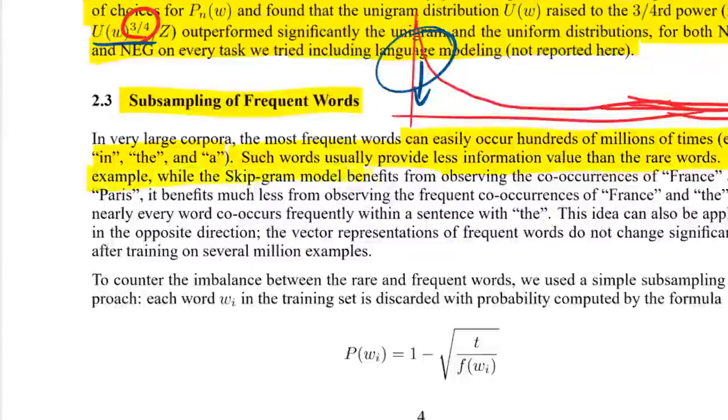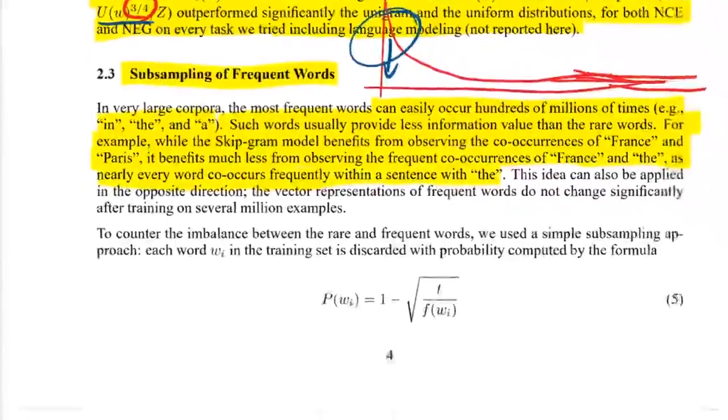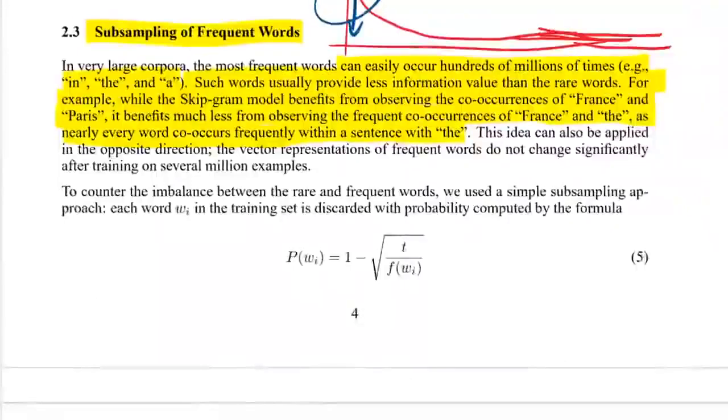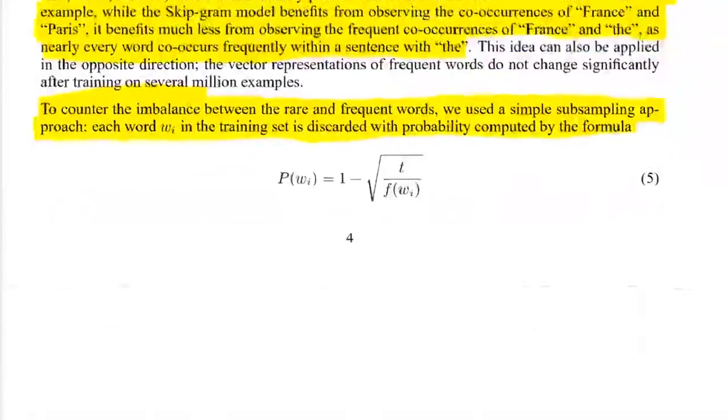For example, while the skipgram model benefits from observing the co-occurrences of France and Paris, it benefits much less from observing the frequent co-occurrences of France and the, as nearly every word co-occurs frequently within a sentence with the. So they do another trick here to counter this imbalance between rare and frequent words. We use a simple subsampling approach. Each word in the training set is discarded with probability computed by that formula.